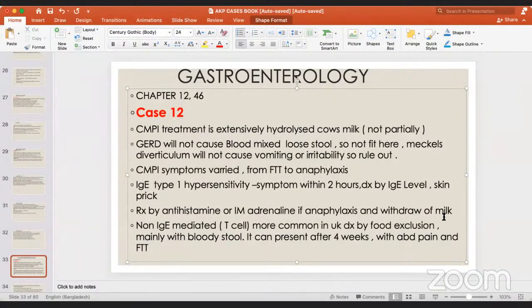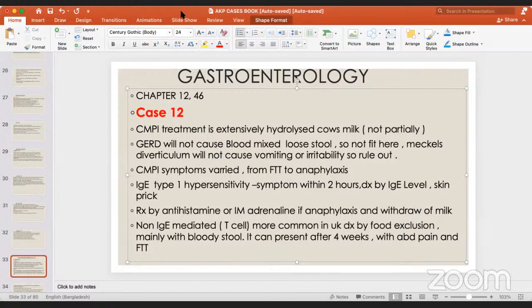This is for every case. Suppose the child is exclusively breastfed, there is no cow's milk feeding, then what do we withdraw? We withdraw the mother's cow's milk ingestion, right? That is also a cause of allergy. There is non-IgE mediated allergy, more commonly in the UK, but diagnosis is by food exclusion. How do you diagnose T-cell mediated? This question came in exam many times. We diagnose usually by food exclusion, for suppose 4 weeks.